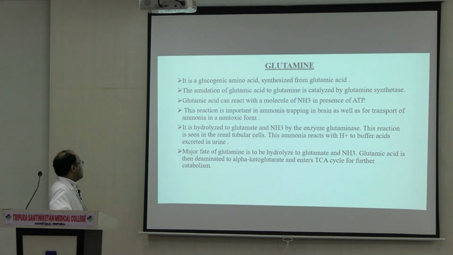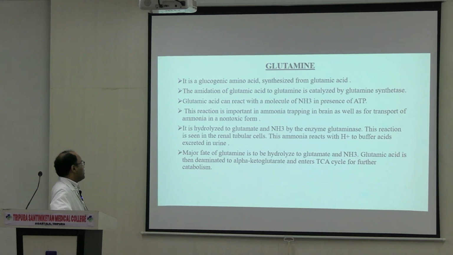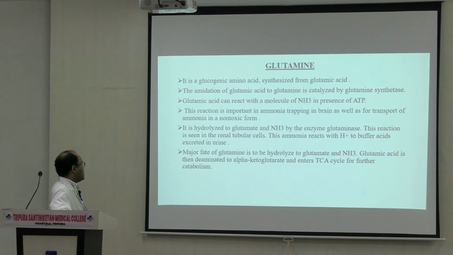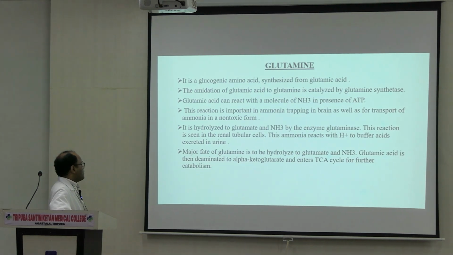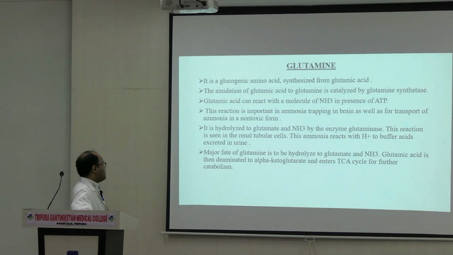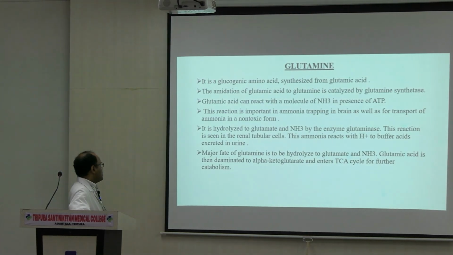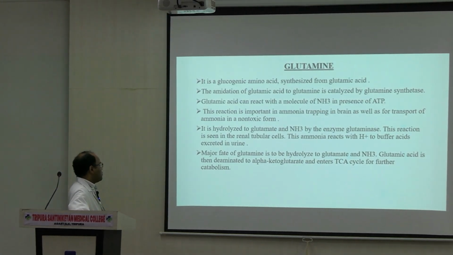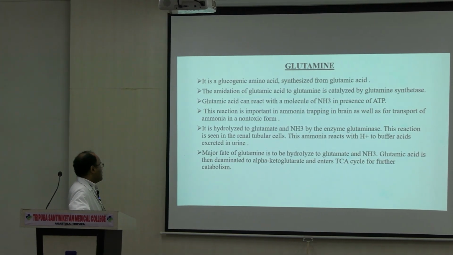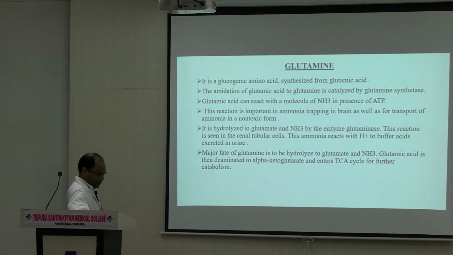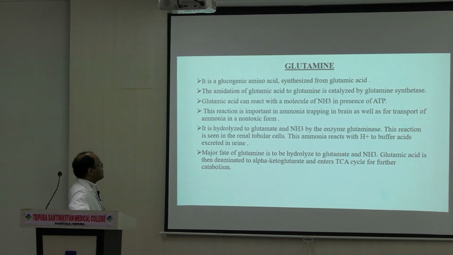It is hydrolyzed to glutamate and ammonia by the enzyme glutaminase. The reaction is seen in the renal tubule cells. This ammonia reacts with hydrogen ions to buffer acids excreted in urine. The major fate of glutamine is to hydrolyze to glutamate and ammonia. Glutamic acid is then deaminated to alpha ketoglutarate and enters the TCA cycle for further catabolism.